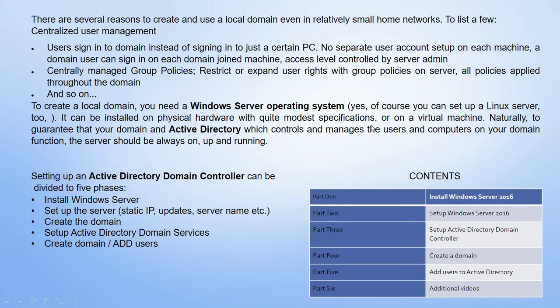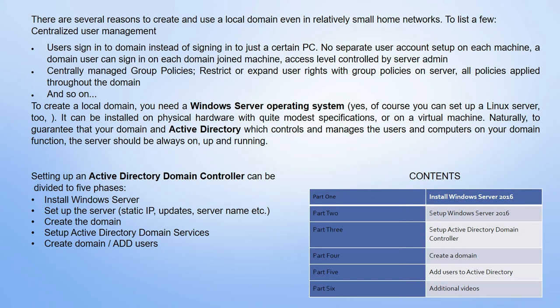Setting up an Active Directory domain controller can be divided into 5 phases. This Active Directory domain controller is also pronounced as ADDC. So these 5 phases are necessary. What are they? Install the Windows Server, set up the server, that means setting up your static IP, updates, server name, etc. Then create the domain, set up Active Directory domain service, then create the domain, along with which you should add the user.